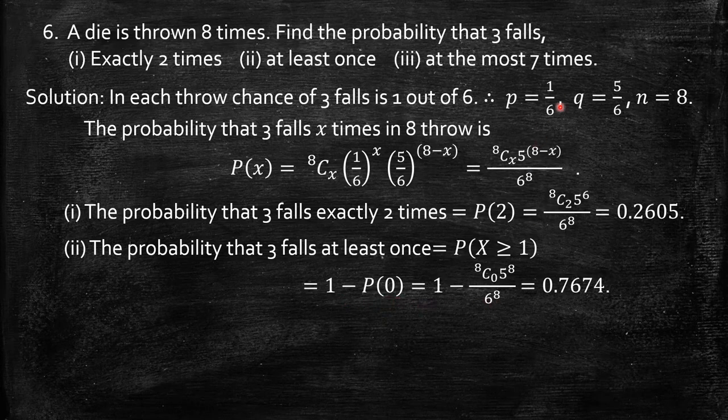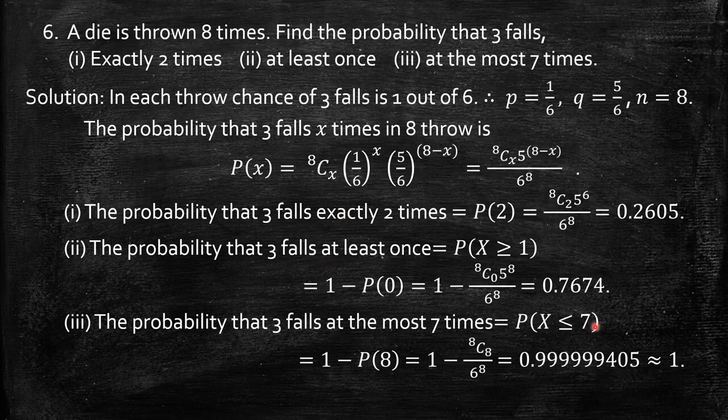So 1 minus, substitute x equal to 0, that gives 8C0 5 power 8 by 6 power 8, which simplifies to 0.7674. At the most 7 times. So that means it is less than or equal to 7. Maximum is 7.